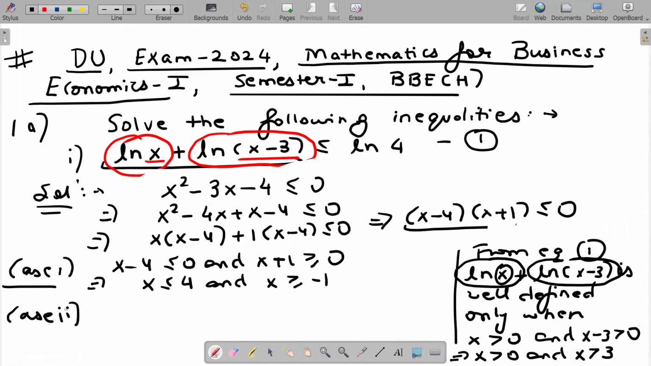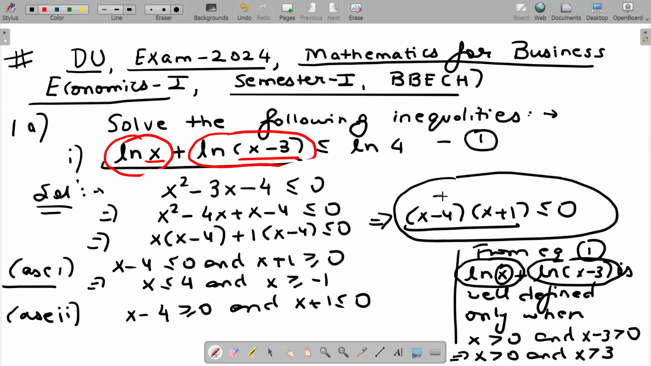Case 2 is x minus 4 is greater than or equal to 0 and x plus 1 is less than or equal to 0. Remember, I am repeating it again. Product of two terms is negative if one of them is positive and the other one is negative. So plus minus or minus plus. So this implies x is greater than or equal to 4 and x is less than or equal to minus 1.